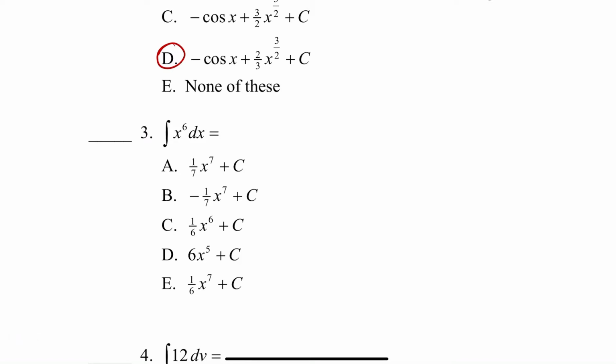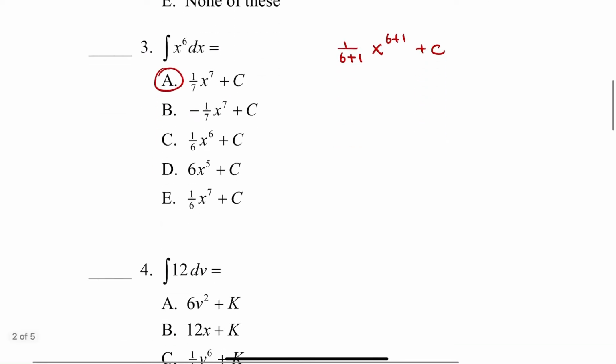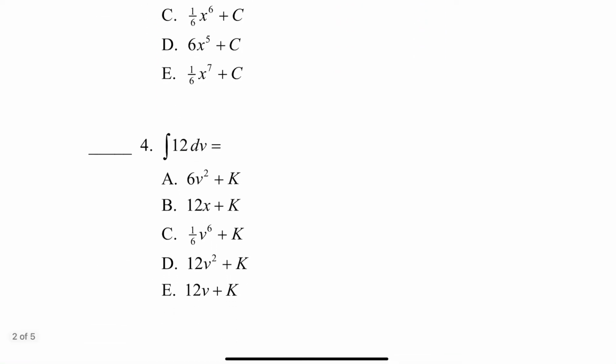Number three. So that's general power law. So 1 over 6 plus 1 x to 6 plus 1 plus c. So answer has to be A. This one just constant, right? So integral 12 dv, that becomes just 12v plus any constant, or you can say k. So answer has to be E.